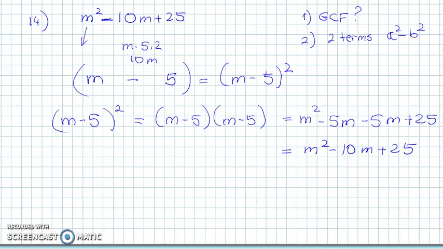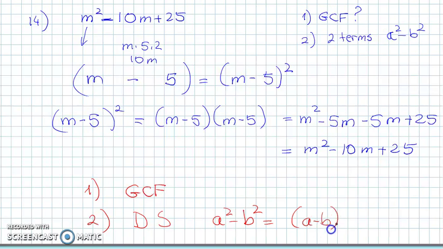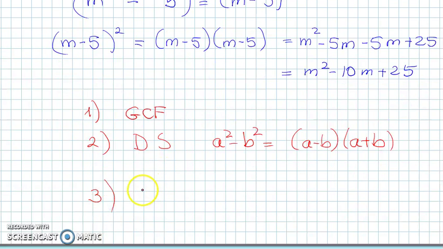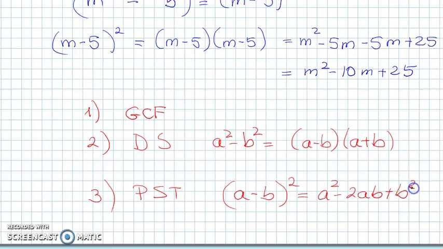So now you know three ways of factoring. First one is GCF. Second one is difference of squares, that's equal to a minus b, a plus b. And the third one is perfect square trinomials: a minus b squared is equal to a squared minus 2ab plus b squared. Now you can do all your questions until page 17.